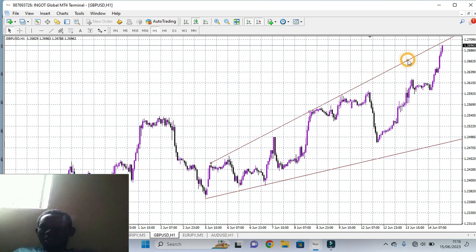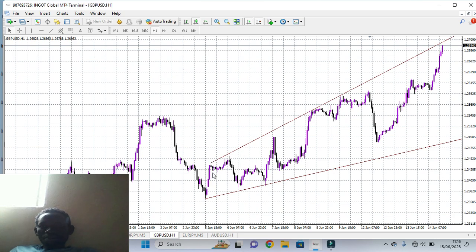It must repeat itself. And you have seen here, after touching the support line, it moves up. After touching the resistance line, trend line, it goes down. Touching the trend line, it moves down. Touching the supportive line, it moves up. So this is a simple concept that you should understand. Therefore, guys, it's a simple concept. I hope you've understood.